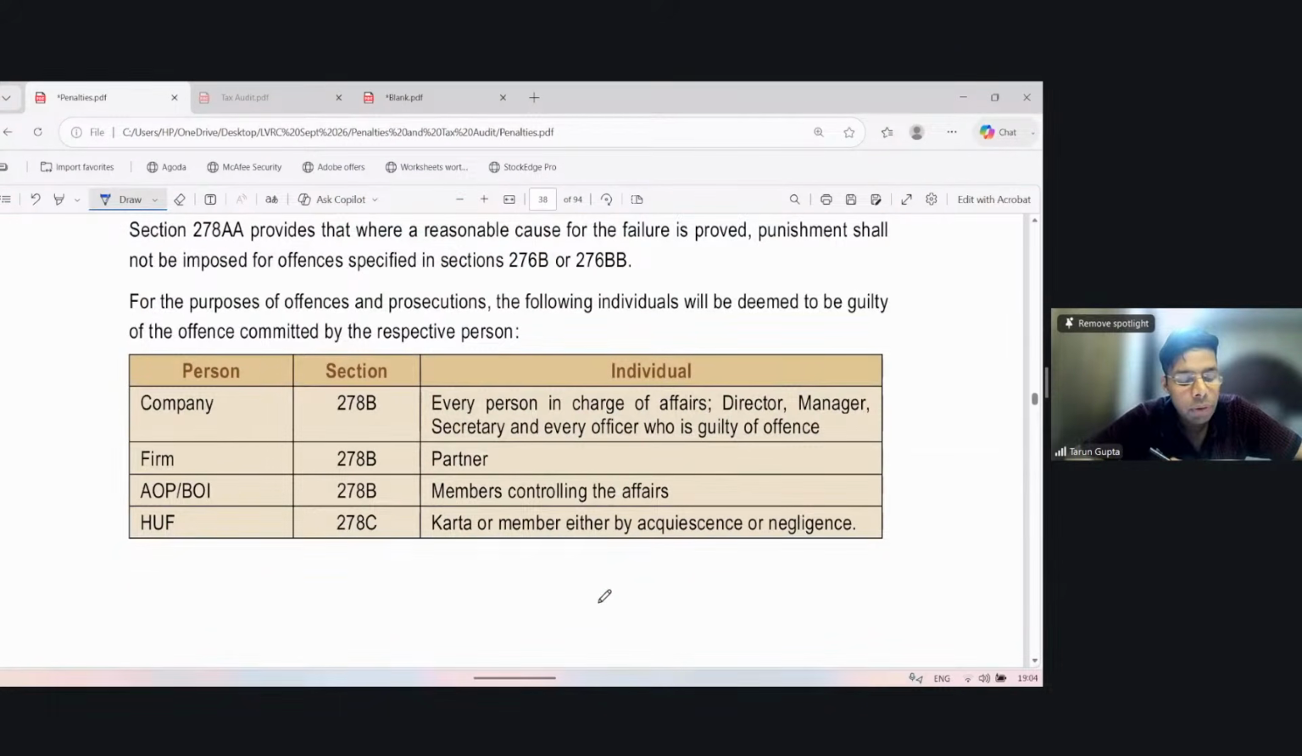For the purpose of offense and prosecution, the following individuals shall be deemed to be guilty of the offense committed by the respective person. If the offense is committed by a company, then who shall be deemed to be guilty? Every person in charge of affairs, director, manager, secretary, and every officer who is guilty of an offense. So along with the company, all these officers shall also be deemed to be guilty of the offense. If the offense is committed by a firm, then all the partners of the firm shall also be deemed to be guilty of the offense. If the offense is committed by an AOP or BOI, then the members controlling the affairs. If the offense is committed by a HUF, then the karta or member, either by acquiescence or negligence.